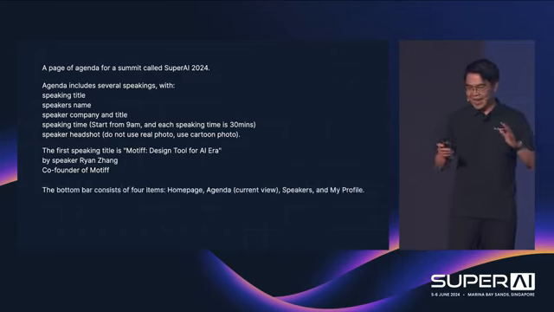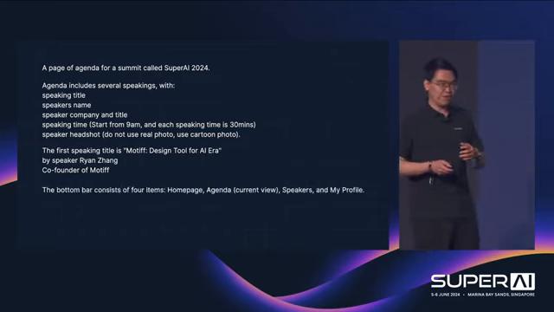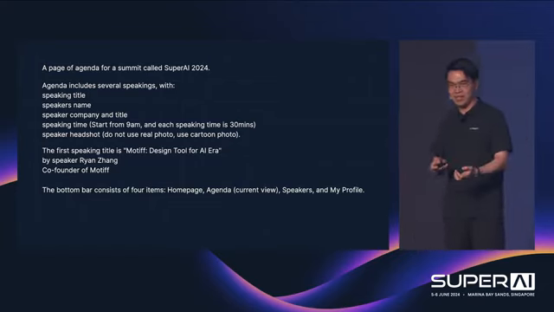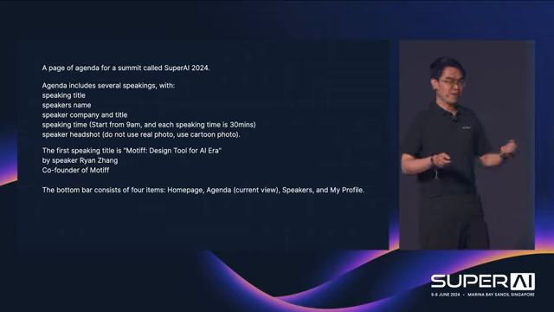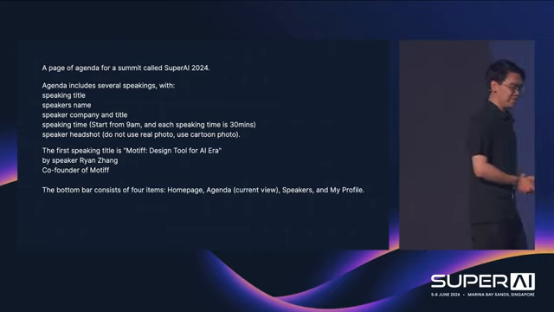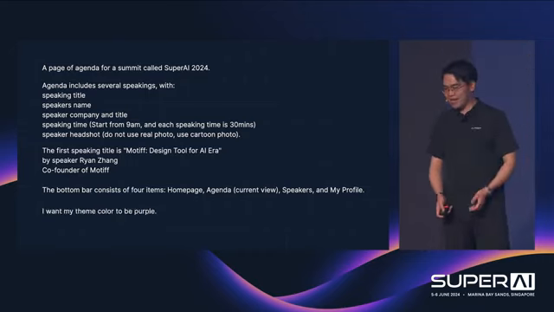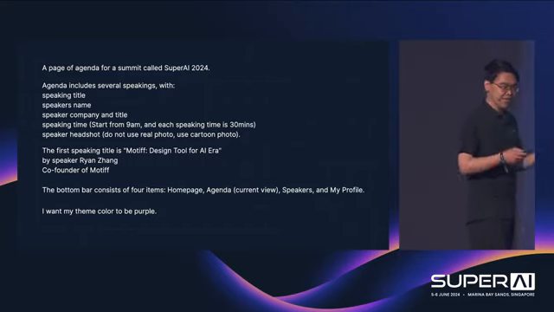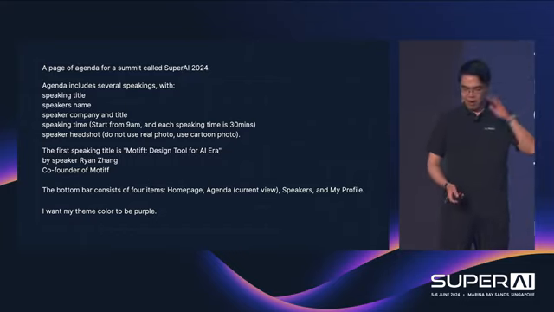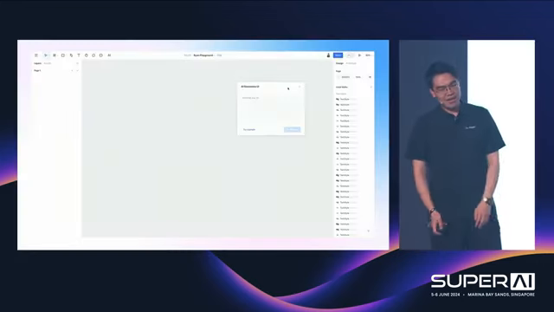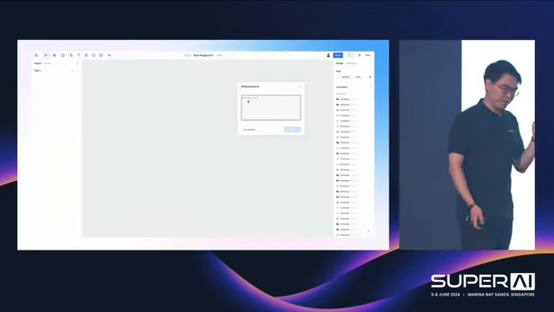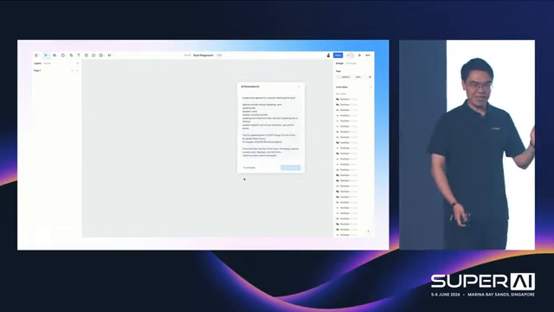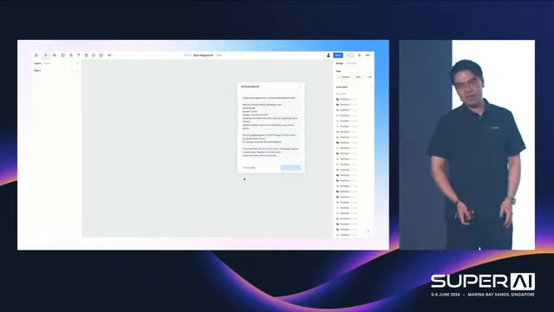And because it's an app, so in the bottom bar, I need to think about, OK, besides these pages, what other pages like home pages, speakers pages, and also my profile page. And last step, I need to pick up a color, a theme color for Super AI. It's purple. OK, fantastic. So I have these prompts. I just input these prompts into Motif. OK? And click button generate, wait about 30 seconds.